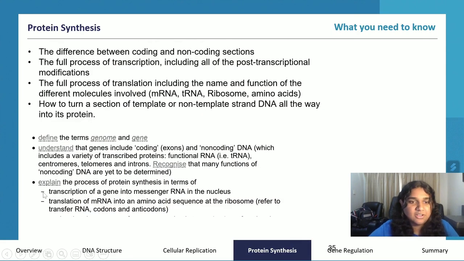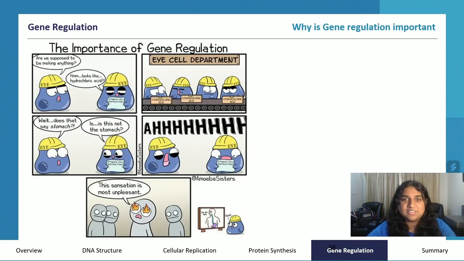You will also need to know the process of protein synthesis in terms of transcription of a gene into messenger RNA in the nucleus, and then translation of mRNA into an amino acid sequence at the ribosome, and refer to transfer RNA codons and anticodons. So the way that I actually learned how to do this is I had a whiteboard or a blank piece of paper, and I would draw out the process using diagrams, and every single time it would go into my head much better than me trying to learn how to explain it using words.